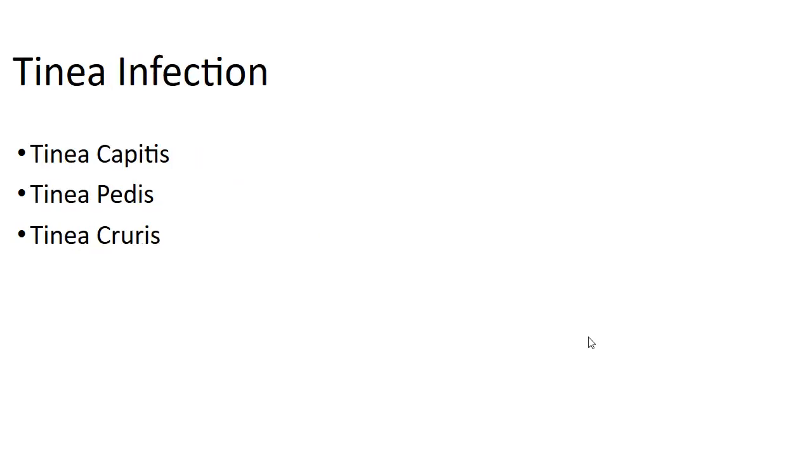Tinea is a superficial skin infection caused by a group of fungi known as dermatophytes. Tinea corporis, which is ringworm, is a fungal infection of the face, trunk, or extremities. It can be transmitted by humans or dogs and cats. Most lesions of tinea corporis clear without treatment in several months, but some may become chronic.